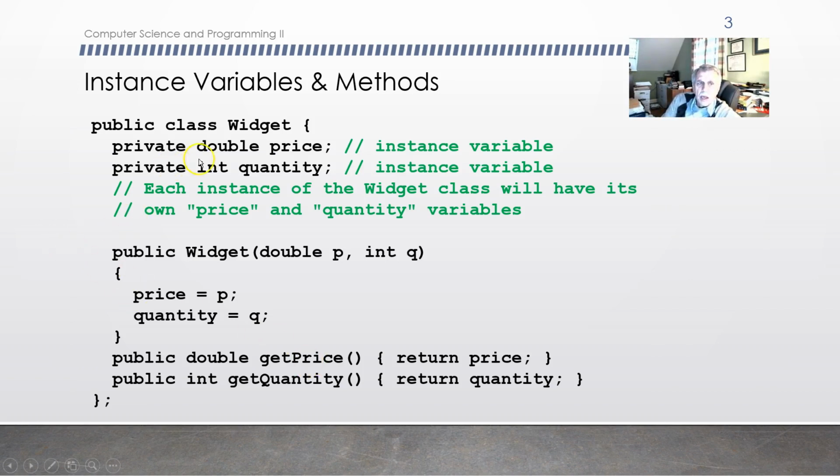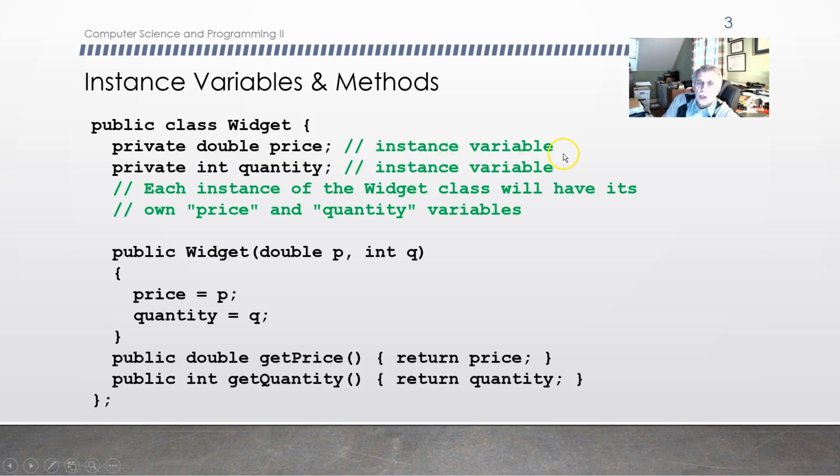So here we have an example of a class called widget. And widget has two variables defined. These are both designated as private because, remember, we're doing the data hiding or the information hiding. We're not going to allow direct access from code outside the object or outside the class to touch these variables, but we have to go through the interface. So we define double as the data type of price, and we define int as the data type of quantity.